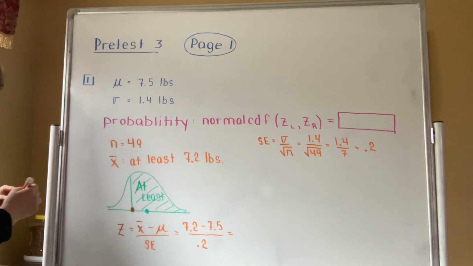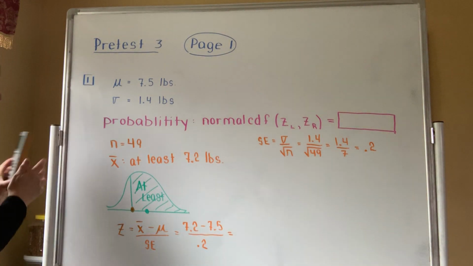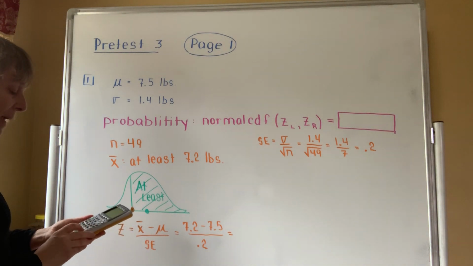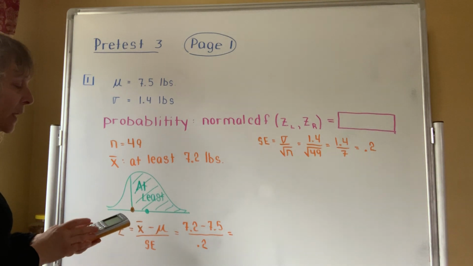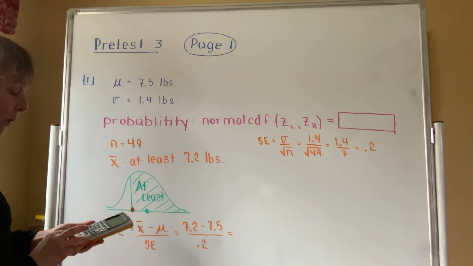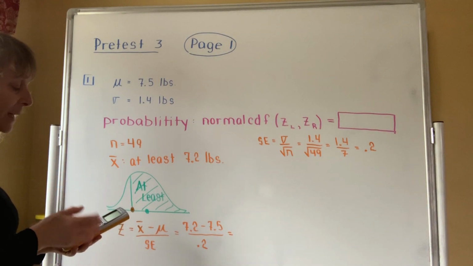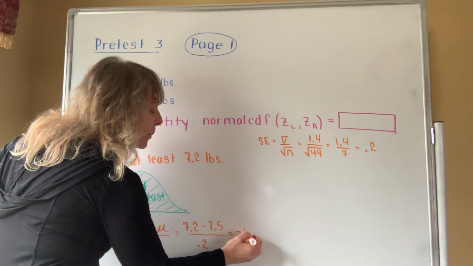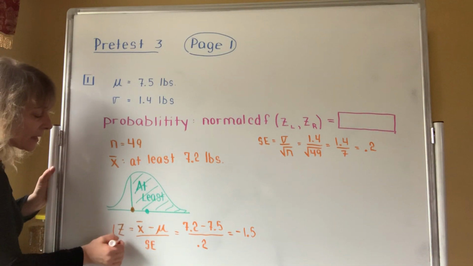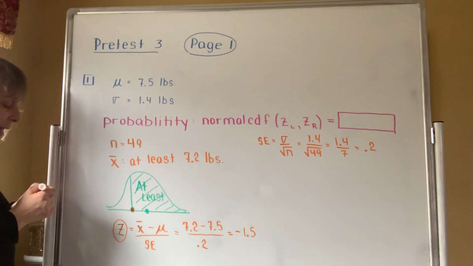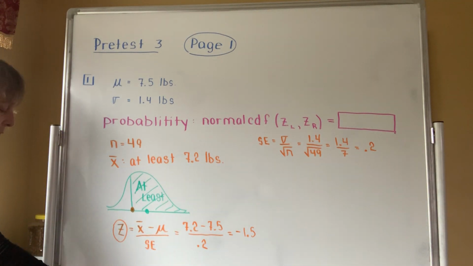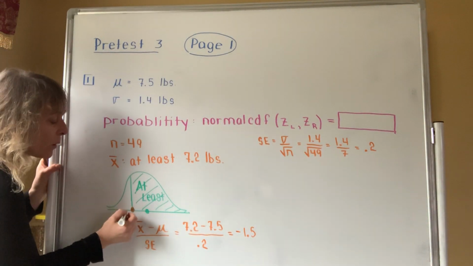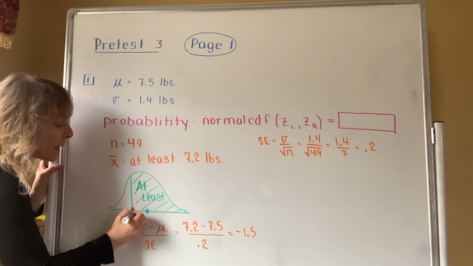Now, of course, I'm going to pick up my calculator and type all that in. So I have on my calculator 7.2 minus 7.5, I hit equals, and then I divide that by 0.2. It goes in evenly, negative 1.5. You just calculated the z-score that goes along with that orange dot. I think I'm going to go over it in brown so you can see it okay. So this z-score corresponds with negative 1.5.